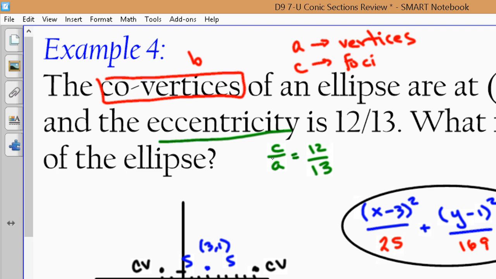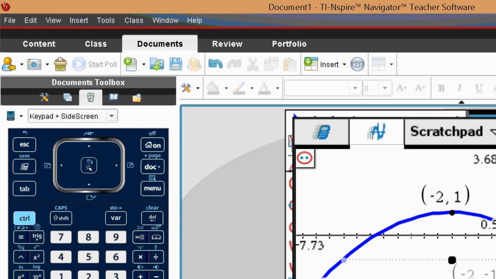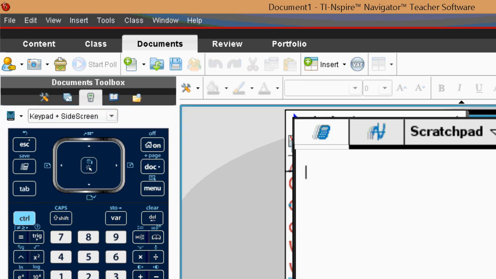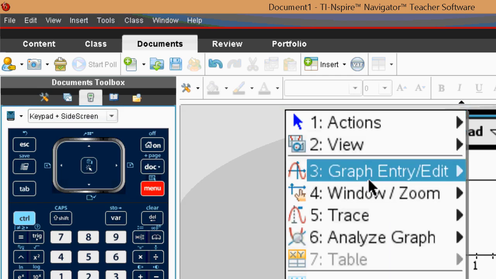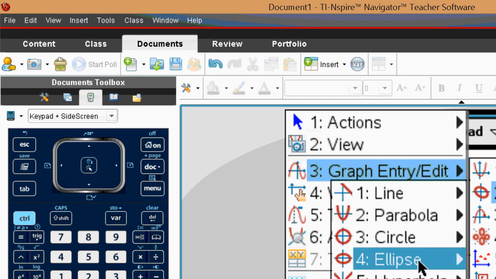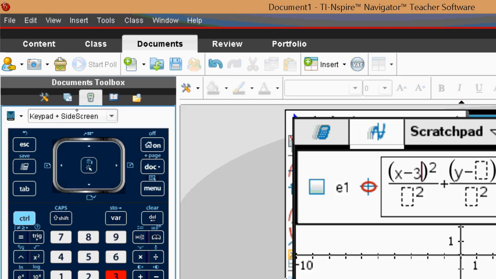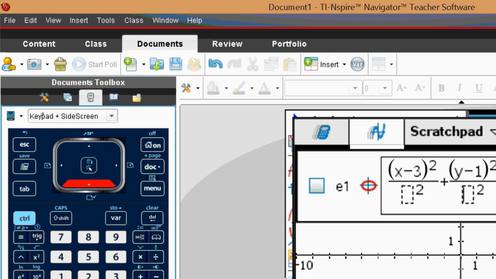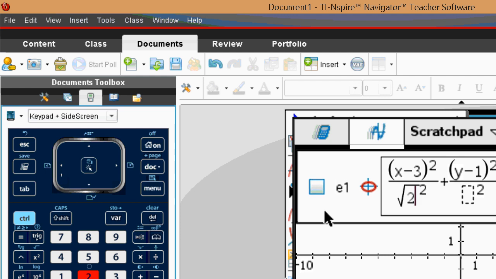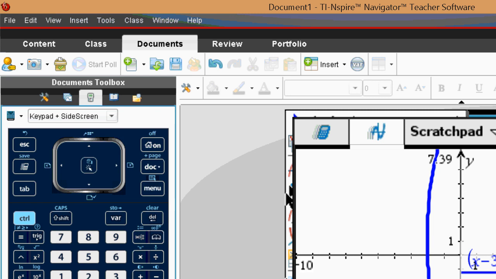So let's check it in the calculator just to make sure. So I come over here, and I want a new graph. I'm going to go Menu, Graph Entry, Equation. I want to choose Ellipse. This says we had x minus 3, and we had y minus 1. Now they want it in as 5 squared, or what we could do is just put square root 25 here, because the square root and the square will cancel. And over here we'll do square root 169. Hit enter. There's your graph.